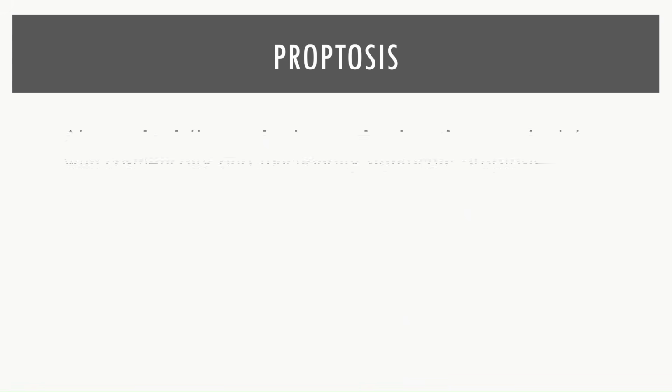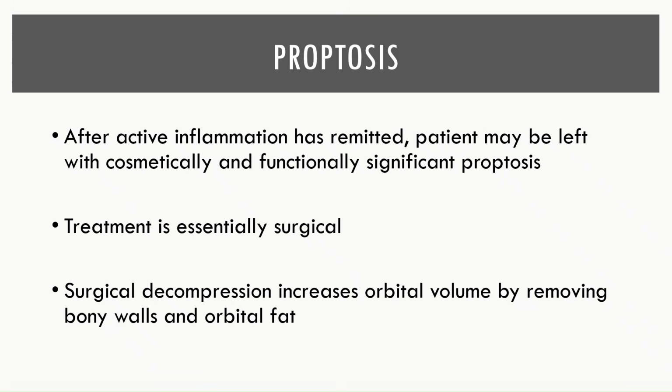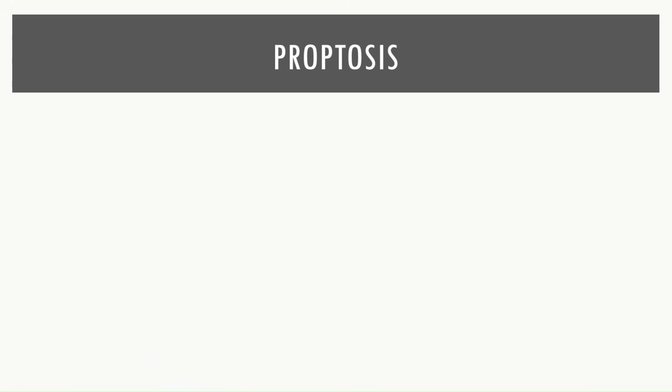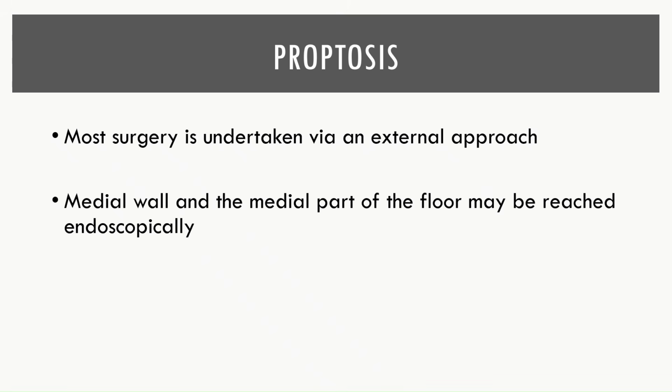Proptosis. After inflammation has remitted, patients may be left with significant proptosis. Treatment is surgical. Surgical decompression increases orbital volume by removing bony walls and orbital fat. Most surgery is undertaken via an external approach, while the medial wall and the medial part of the orbital floor may be reached endoscopically.